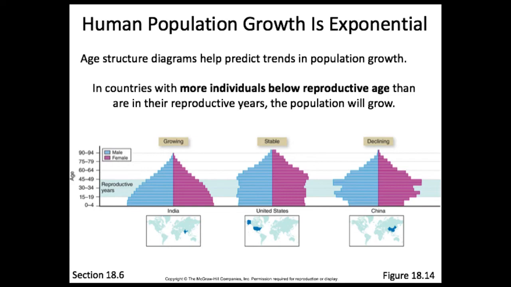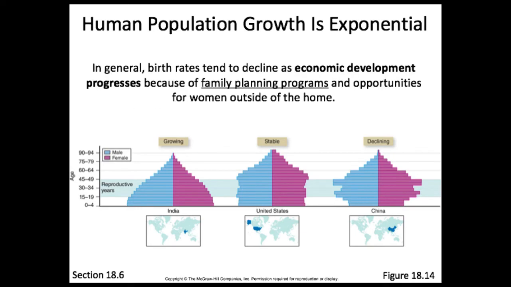Other age structure diagrams include those that are stable or declining. The United States is an example of a stable model, and places like China that have very strict and enforceable family planning standards have actually been able to decline their population, which is important since China is the #1 populous place in the entire world.